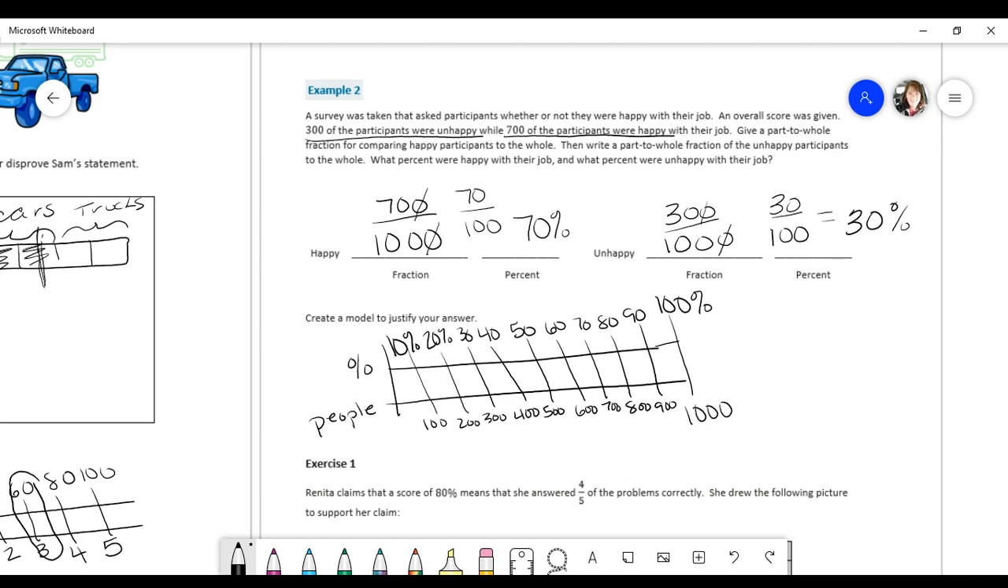And what am I showing? I'm justifying that 30% is the same thing as 300 out of 1,000. Well, here's my 300 out of 1,000. And if I circle that, ooh, that was not good. Let's undo that. All right, there's 300, which is 30%. And then I can also see that 700 is 70%. Not too shabby.